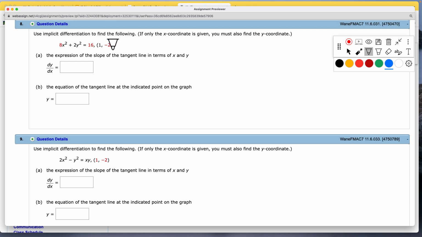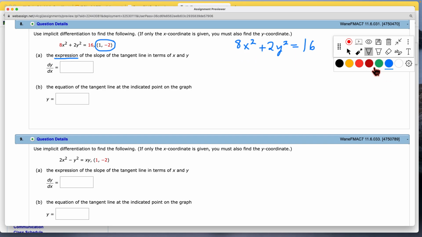So notice they're giving us both x and y here. That's the point we're going to use. But this first one, when they say the expression, they want it in terms of the variables. They don't want us to plug in the point yet. So what is the expression of the slope of the tangent line in terms of x and y? Well, let's take the derivative. 8x squared plus 2y squared equals 16. I'll back up a little bit. This should be a little bit easier.